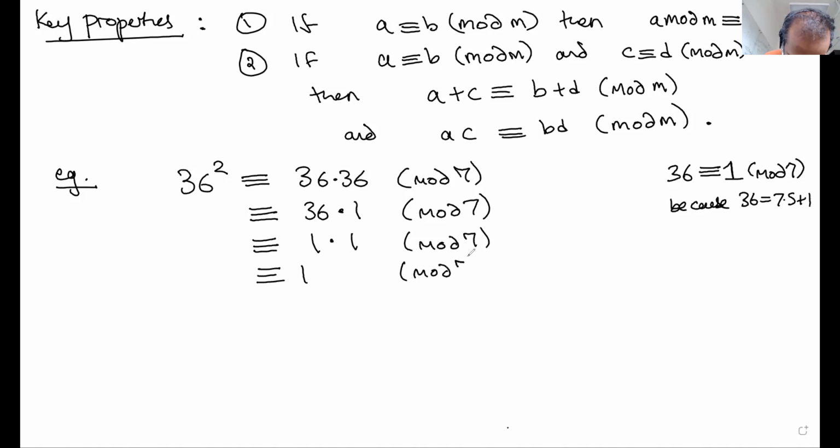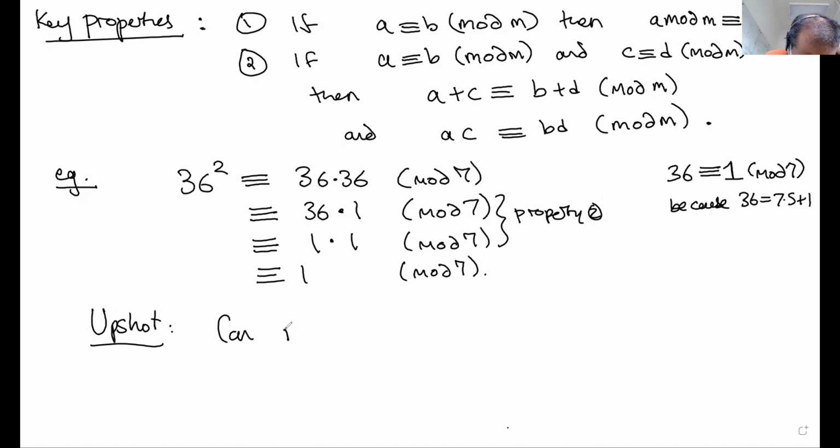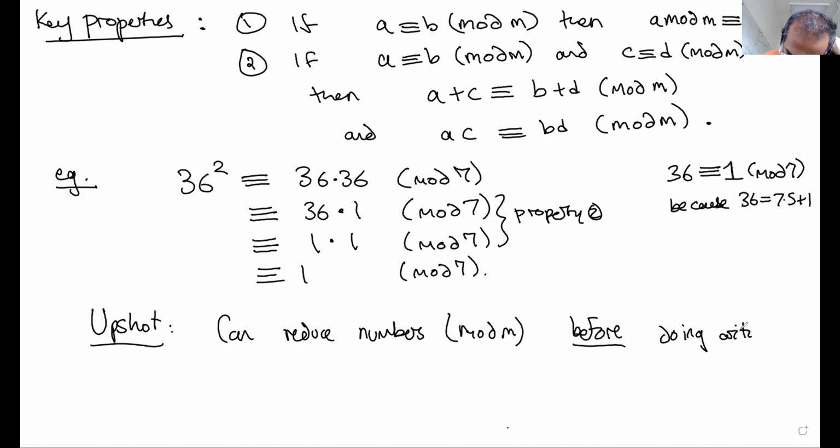Right? So here I use property 2. And this is kind of amazing because notice that I never computed 36 squared in this, right? I computed the remainder modulo 7 without actually computing 36 squared. So the upshot is you can reduce numbers modulo m before doing the arithmetic, and it doesn't change the answer.